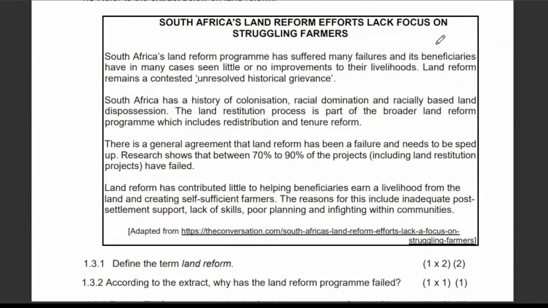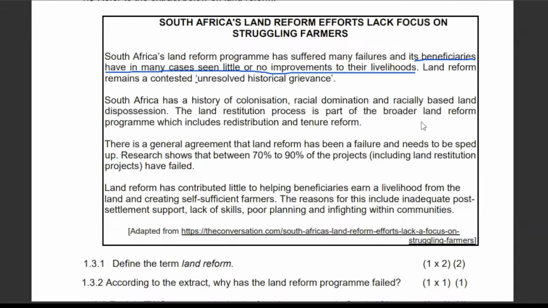What are the failures? Its beneficiaries have in many cases seen little or no improvements to their livelihoods. This is a failure. Beneficiaries of the land reform have in many cases seen little or no improvements to their livelihoods.